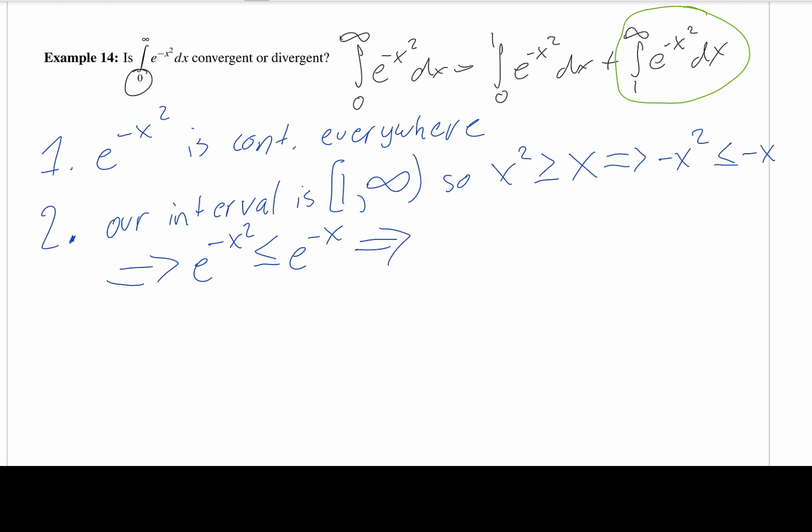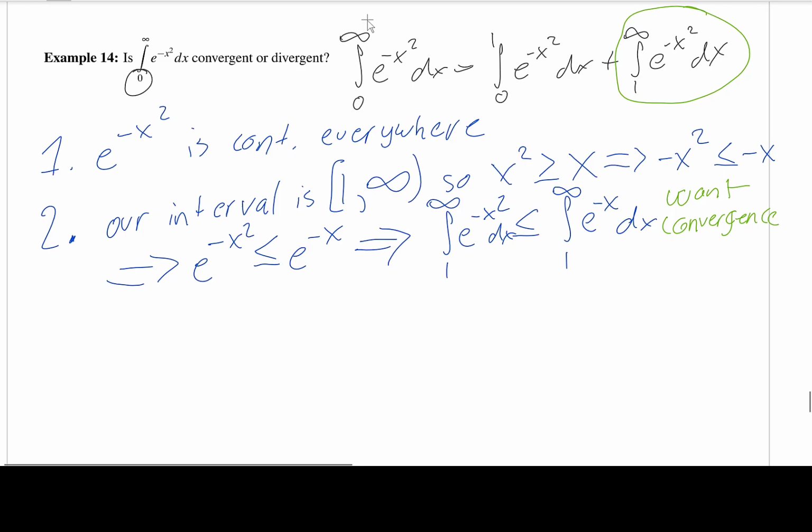Which means that the integral from 1 to infinity of e to the negative x squared is strictly less than the integral from 1 to infinity of e to the negative x dx. So we found something that's bigger, so we want it to converge. Alright, so let's go ahead and calculate our integral.